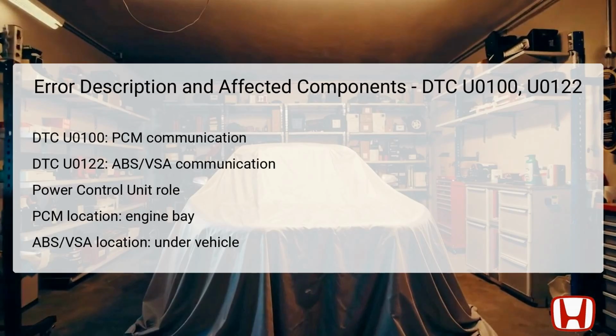The power control unit acts as a hub that manages communications between these systems, and any failure in this unit can lead to the DTCs being triggered. Identifying these components and their locations is essential for efficient troubleshooting.